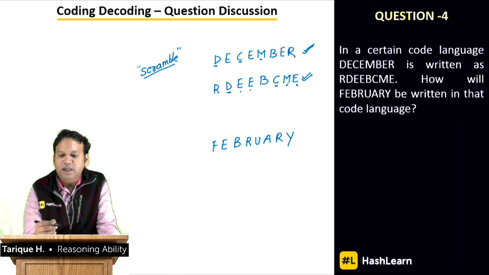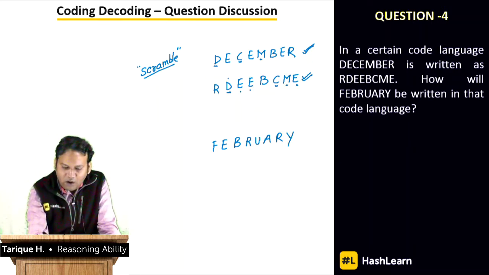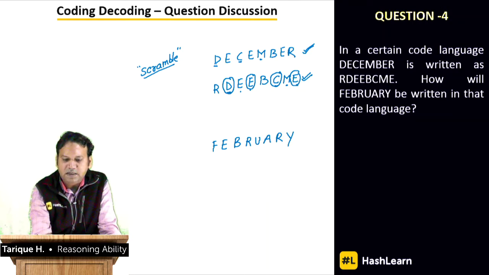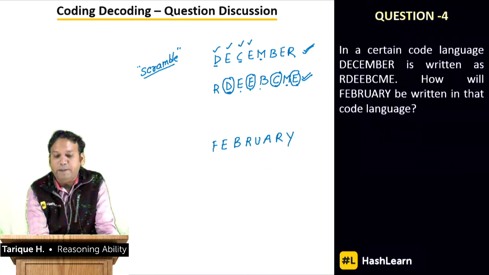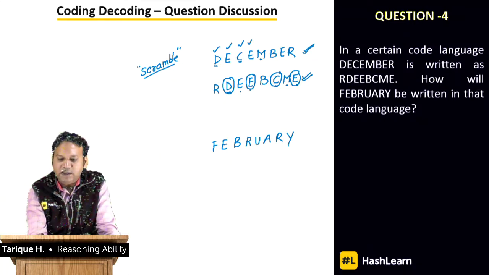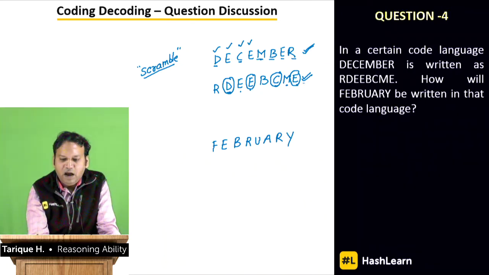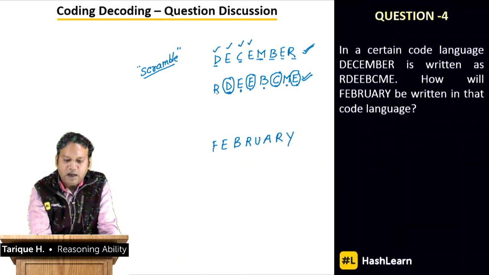So what could be the logic? You see here. Observe carefully the alternate letters. D is there, then we have E, then we have C, and then we have E. So we have D, E, C, E. The first 4 letters are written with a gap of 1 letter between them, and then the last 4 letters M, B, E, R are written in reverse here, R, E, B, M.